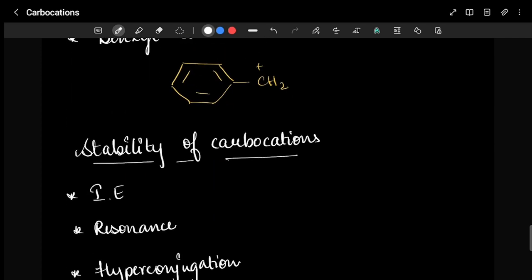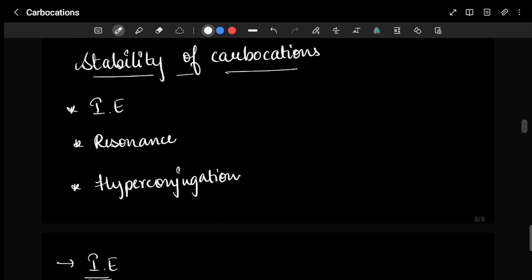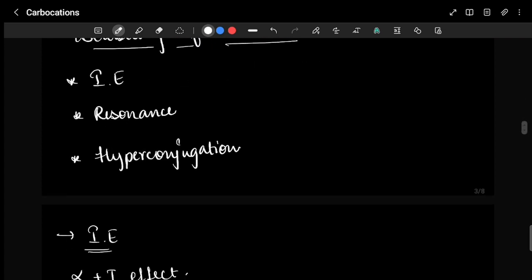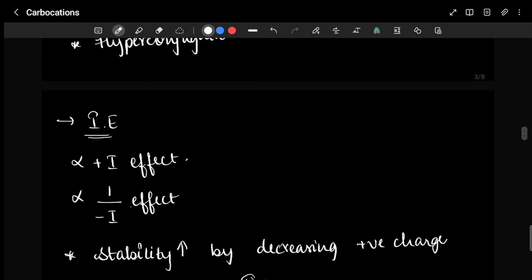So what is stability of carbocations? How do we decide stability in carbocations? We have seen in GOC, so let's summarize it. You can find stability of carbocations using three factors: the inductive effect, the resonance or mesomeric effect, or the hyperconjugation.